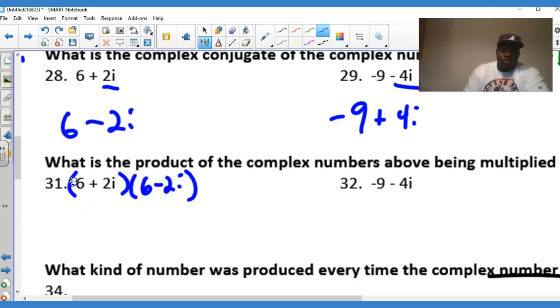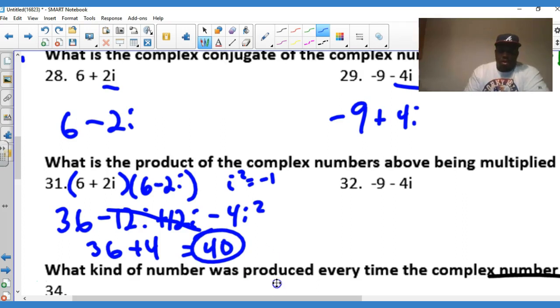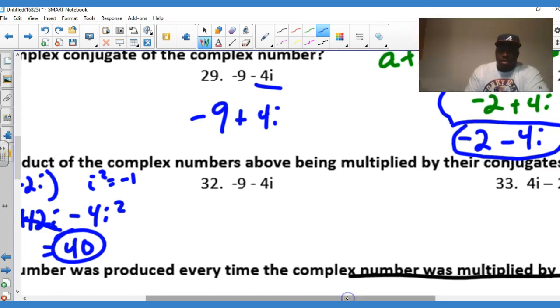All right. So let's go ahead and FOIL this out. You get 6 times 6, 36. 6 times negative 2i is negative 12i. 2i times 6 is positive 12i. And 2i times negative 2i is negative 4i squared. See these right here, negative 12i and 12i, they cancel. So I have 36 plus 4. And the reason it's plus 4 is because i squared is negative 1. Negative 1 times negative 4 is positive 4. 36 plus 4 is 40.